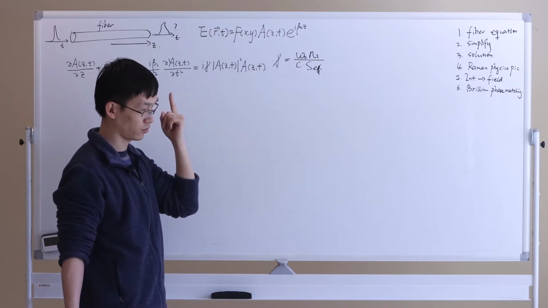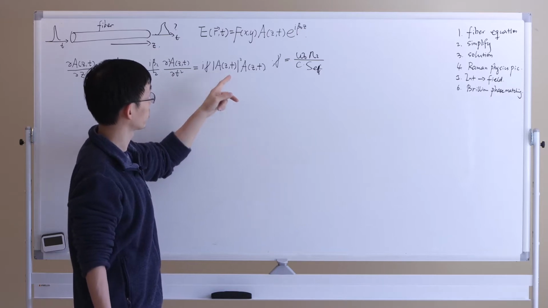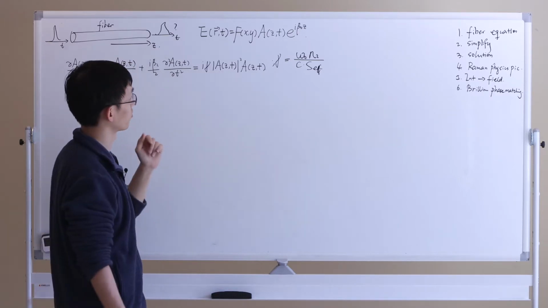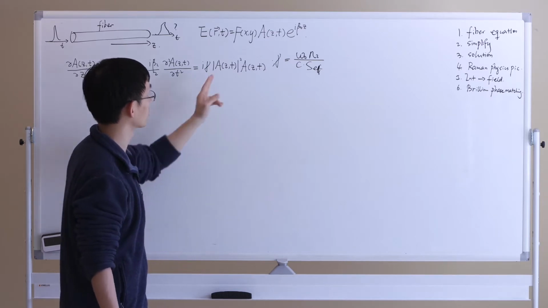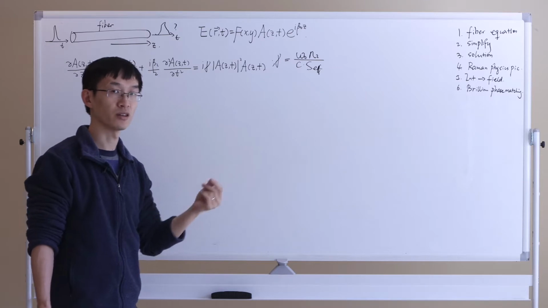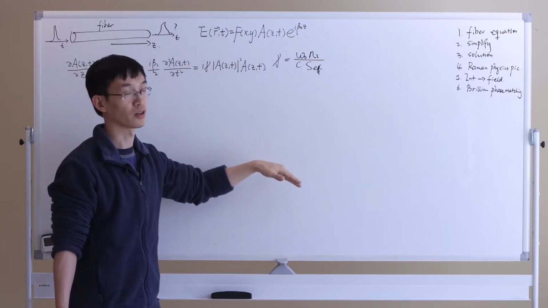If you have a square term, then you have two solutions. And this equation actually has at least three solution branches. Two of them are stable. Depending on your initial condition and your boundary condition, you might enter one branch but not the other.